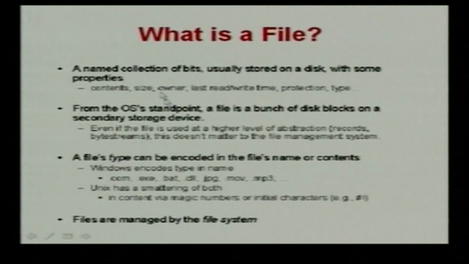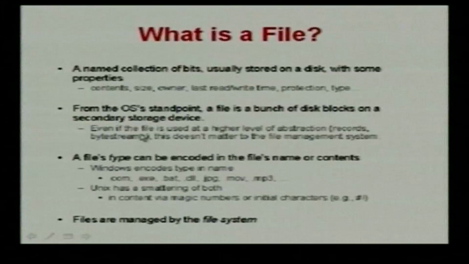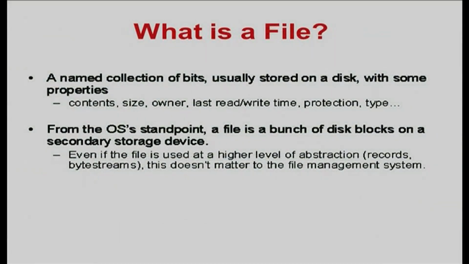Then this is from the file as a data viewpoint. Now from the OS viewpoint, a file is a bunch of disk blocks on a secondary storage device. What I mean by this disk block is, normally you do not read record by record. Suppose you have a file of 10,000 records. You do not read first record, second record, third record and assume that it is stored in different places like that. What we do is we divide the file into blocks, and these blocks are read together.